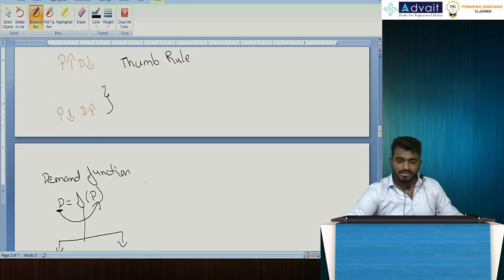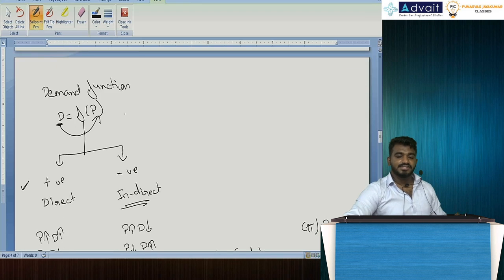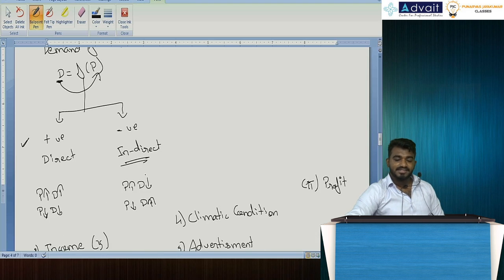After which we discussed demand function. The relationship between demand and price is called demand function. Demand is dependent on price. Price is an independent factor. Demand is a dependent factor. There are two types of functional relationship, positive and negative. Our main thumb rule of demand chapter is negatively related.